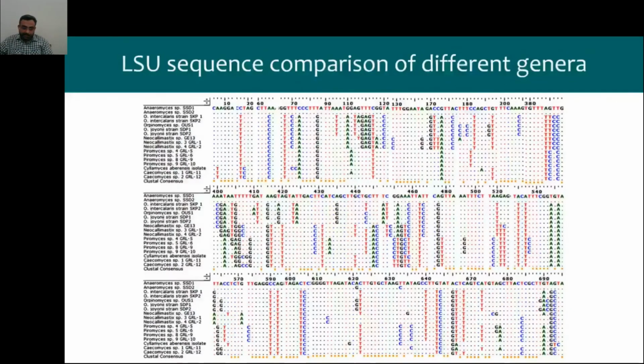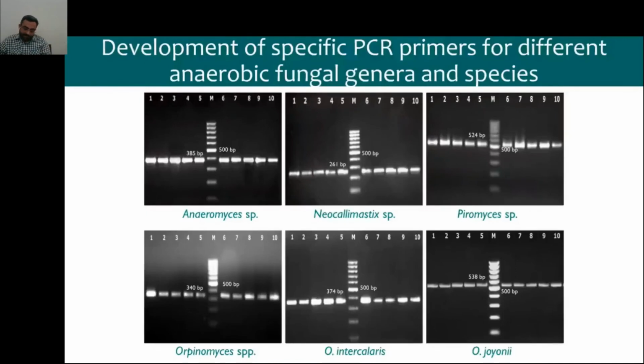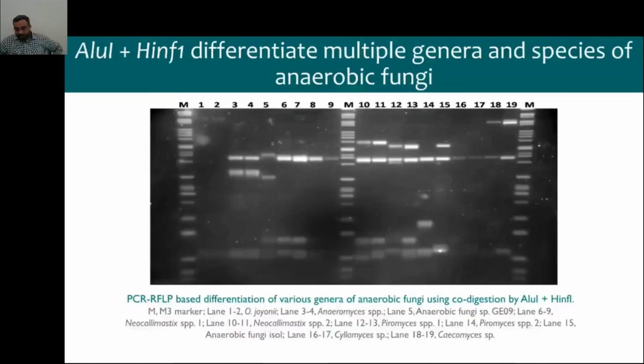And using these similarities and variations in the LSU, we developed specific primers for the different genera, Anaeromyces, Neocallimastix, Piromyces, and Orpinomyces, and even for the specific species of Orpinomyces. So these primers could specifically amplify only these targeted genera, and I'm not sure if they still can be used, but at that time, whatever genera were known, they were successful.